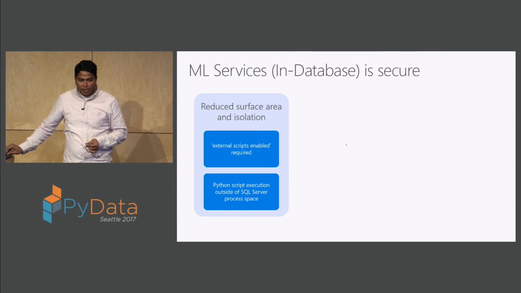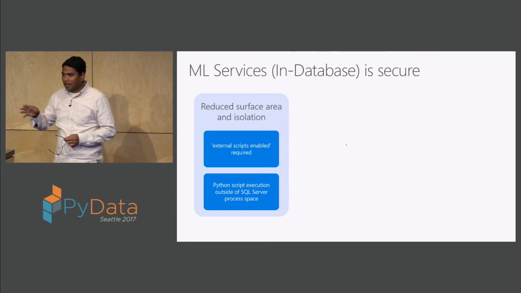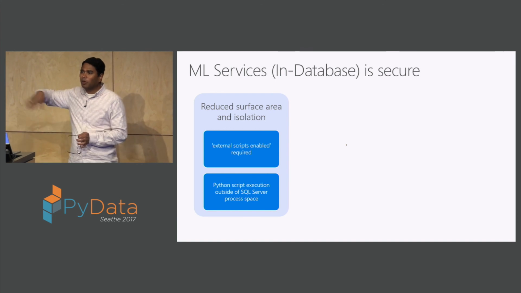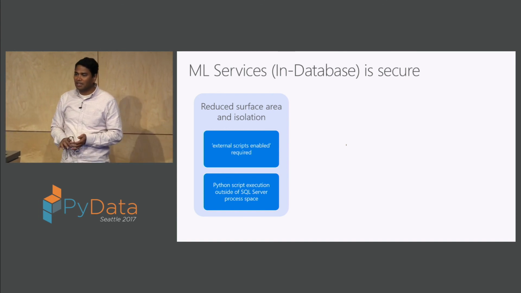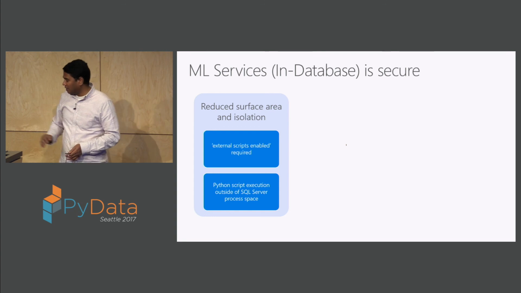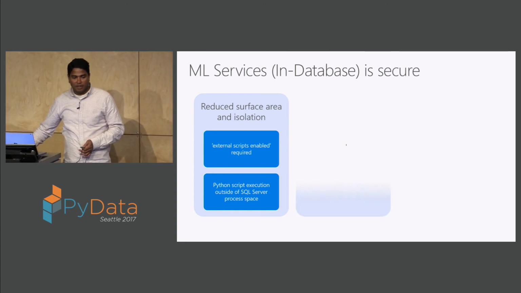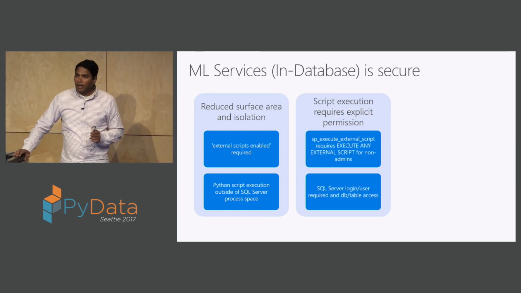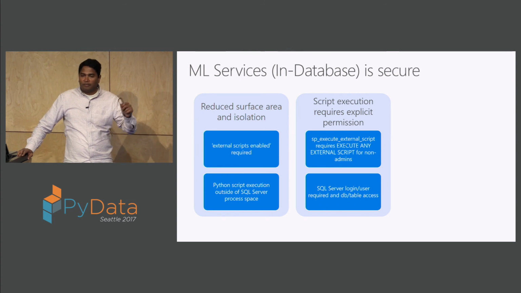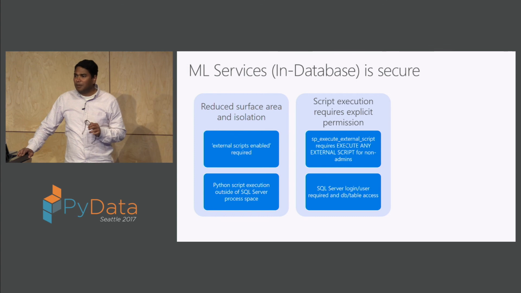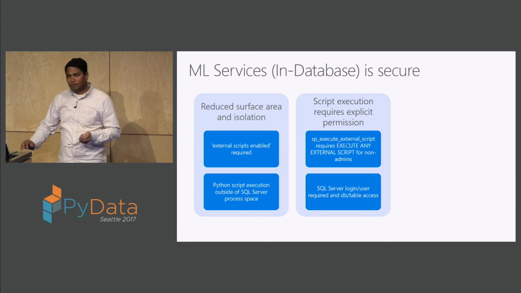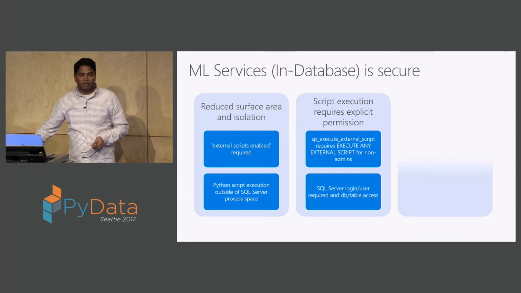And as I showed in the architecture diagram, it is running in a separate process. So no matter what the Python script does, it is not going to impact your SQL Server process itself. And even if the script execution is allowed, the specific users need explicit permissions to do that. Just because you can access the database, you cannot run these scripts. And so that's another level of control.